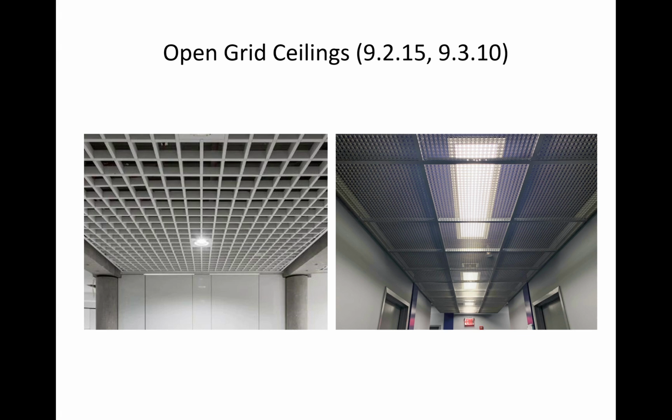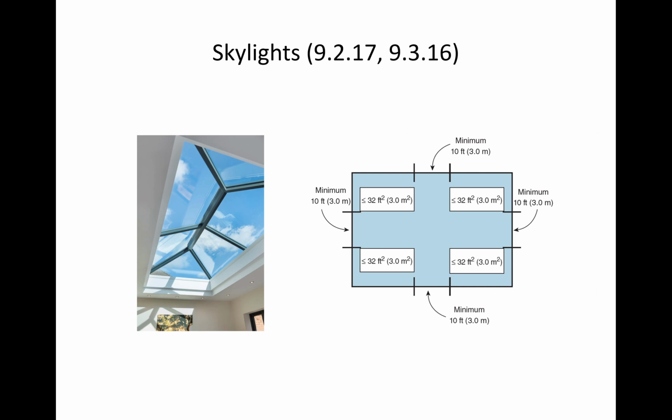For open grid ceilings, those can be provided below sprinklers if they satisfy the requirements of 9.3.10. Otherwise, they should not be provided below sprinklers. And finally, for skylights, sprinklers can be omitted from skylights less than 3 square meters in area. So basically, if we have a skylight more than 3 square meters, a sprinkler shall be provided in the skylight in this case.